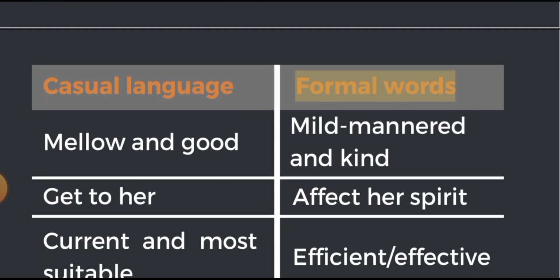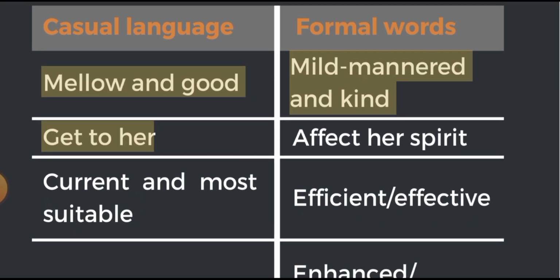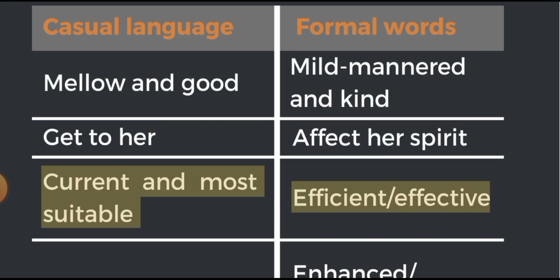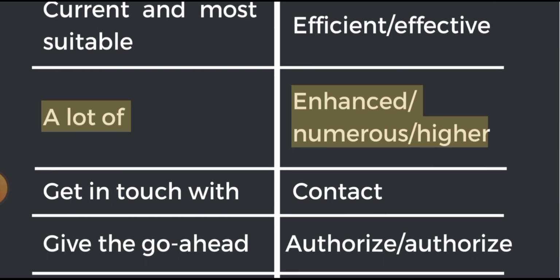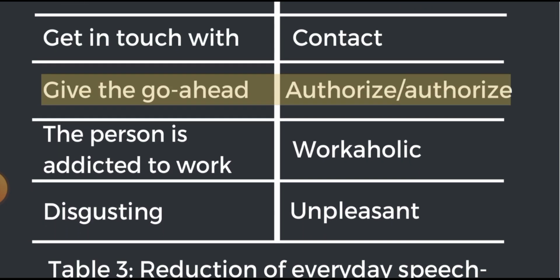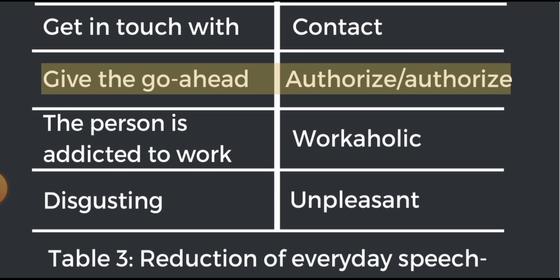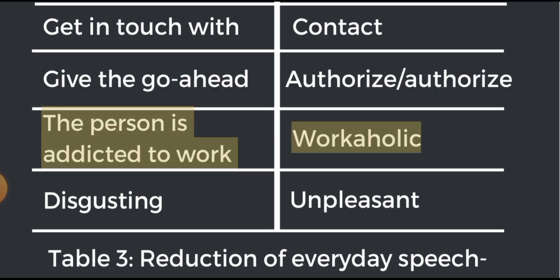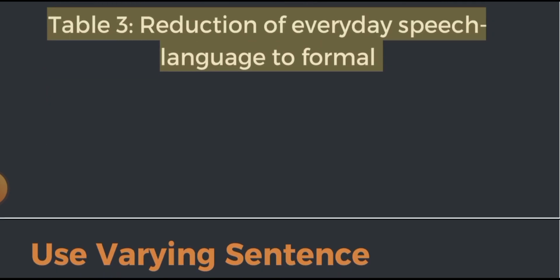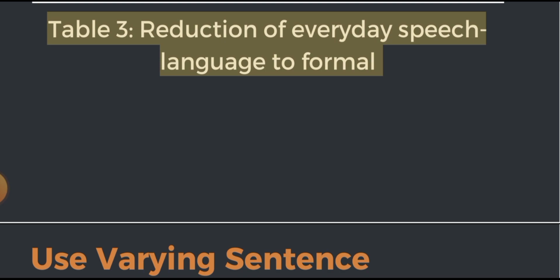Casual language, formal words. Mellow, good; mild-mannered, kind; get to her, affect her spirit; current and most suitable, efficient, effective; a lot of, enhanced, numerous, higher; get in touch with, contact; give the go-ahead, authorize; the person is addicted to work, workaholic; disgusting, unpleasant. Table 3. Reduction of everyday speech language to formal.